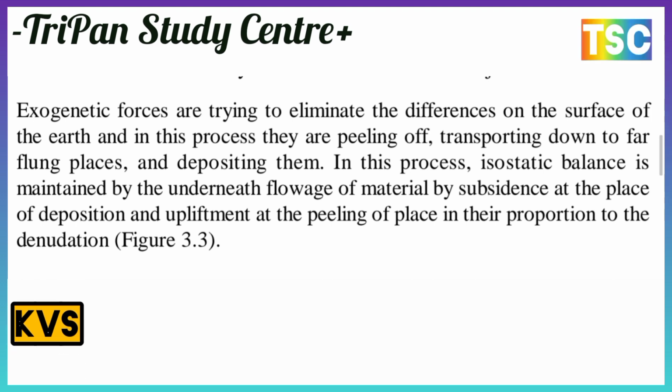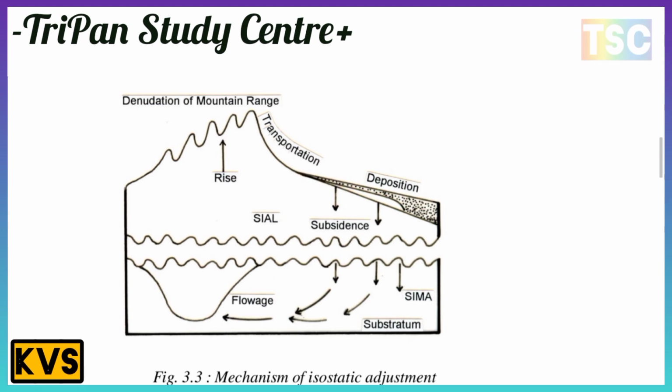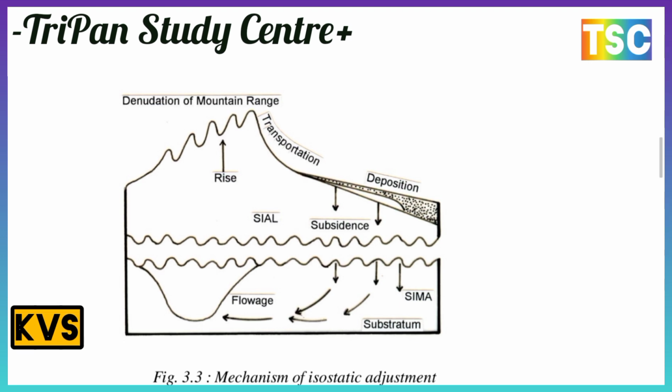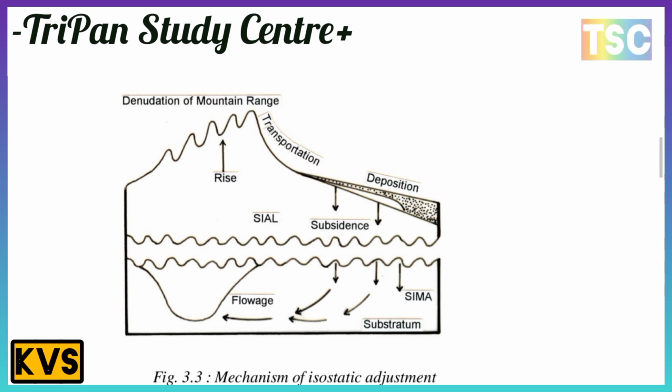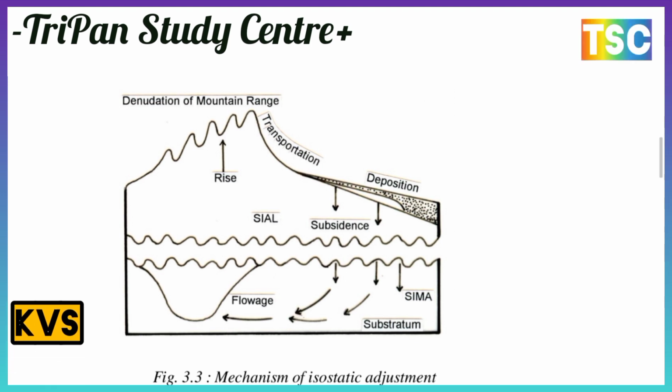Here is the denudation figure. This diagram shows the mechanism of isostatic adjustment, demonstrated on a mountain range. The mountain range slopes, with transportation down the slope and deposition, and subsidence beneath, along with the flow of material below. This shows the mechanism of isostatic adjustment.